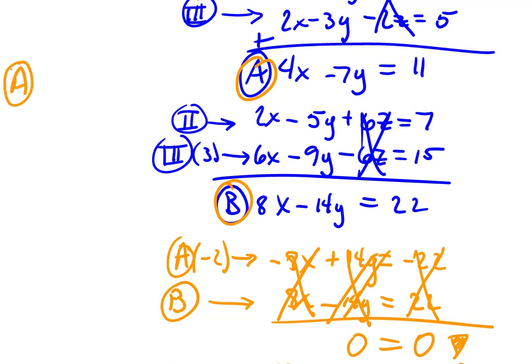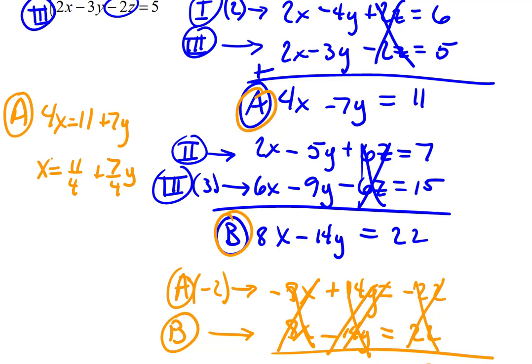So if I take equation A but solve it for x, that really means, let's see, 4x equals 11 plus 7y, if I just add the 7y to both sides, which means x equals 11 fourths plus 7 fourths y. Okay, so that's what x is going to represent. Now that we chose to solve equation A for x, remember there's some variation in this.